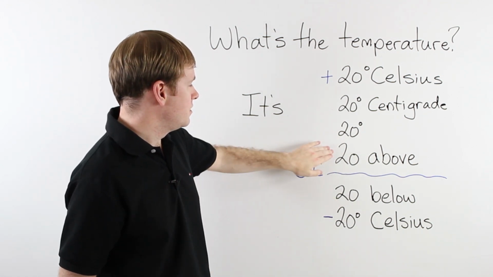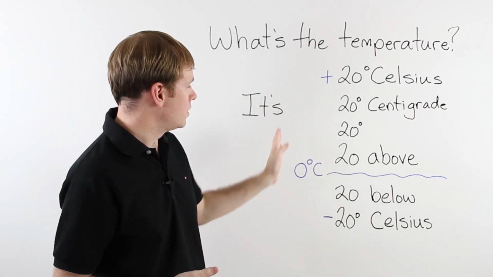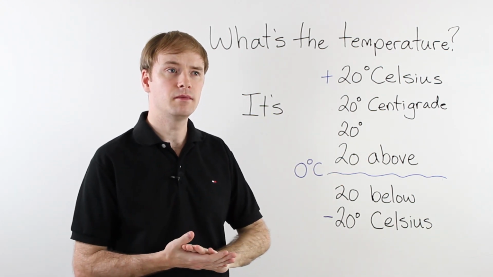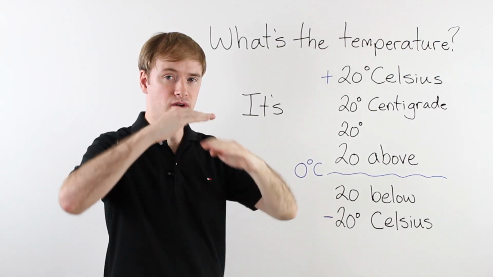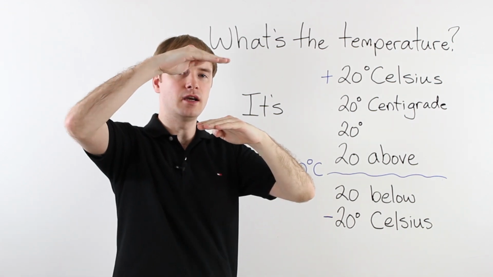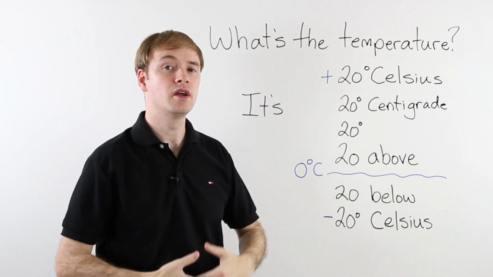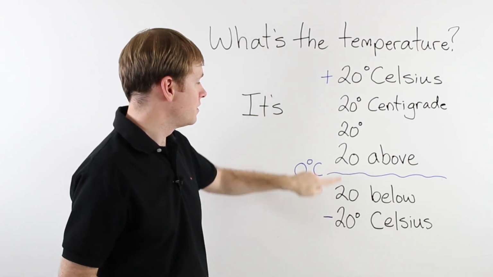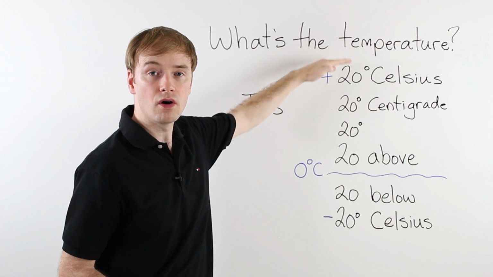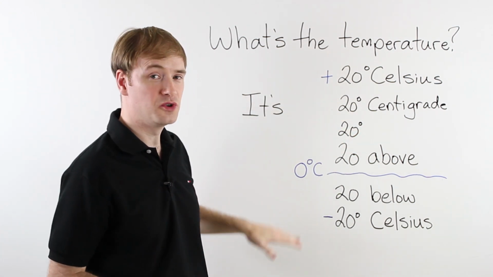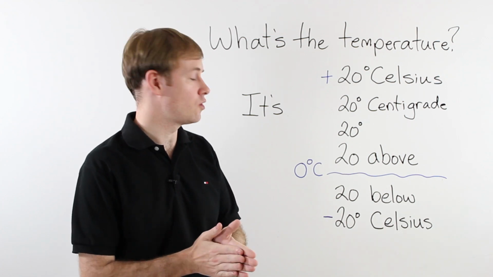This one, what's the temperature? It's 20 above. Okay, so 0 degrees and 20 above. 20 degrees above 0. So what's the temperature? It's 20 above. They're all the same temperature. Okay. 0 degrees, freezing. We're getting cold.